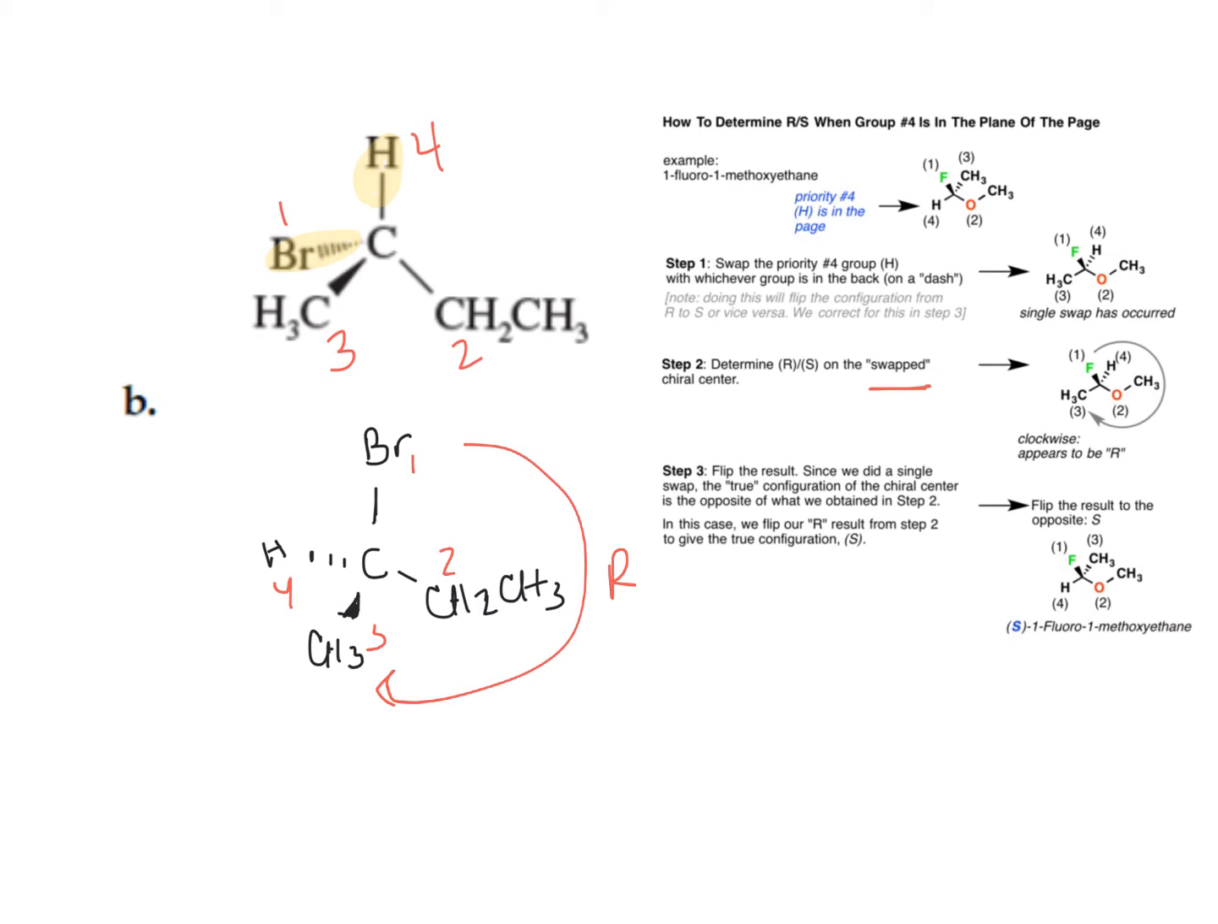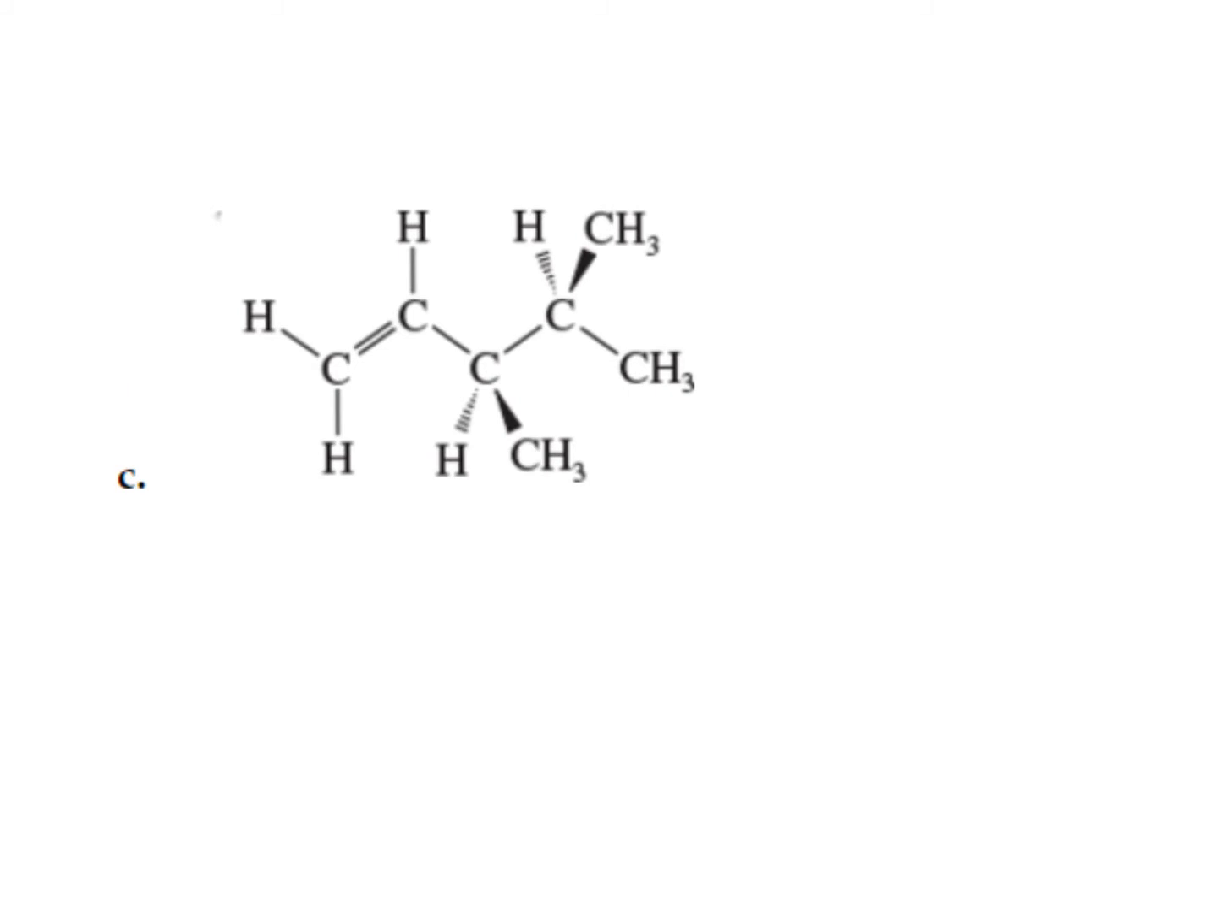Step 3, though, is very important. You have to flip the result. Because we swapped it, we need to flip what we get. So our actual answer here is going to be S. So you had to swap your lowest priority group with the thing that was in the back, redraw it, figure out the configuration, and then flip your answer.